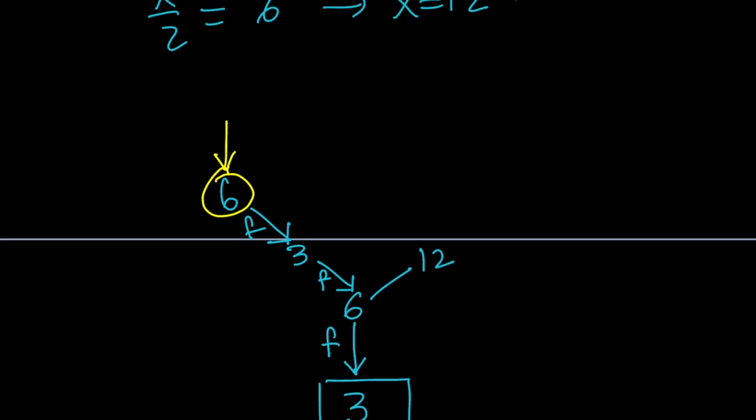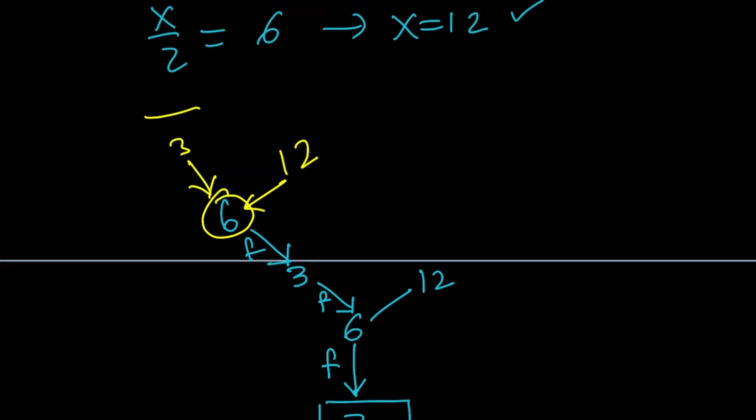Actually, that's not correct, because 6 can actually be coming from a 3 or a 12. So it's going to come from a 3 or a 12, right? So there are 2 numbers. Those will work, because notice that if you apply f 4 times, 1, this is the first application, 1, 2, 3, and 4, you're going to get 3. So 3 will work and 12 will work.